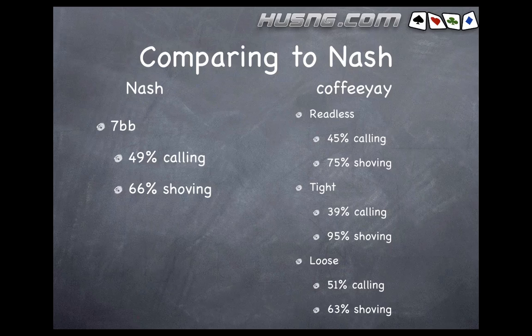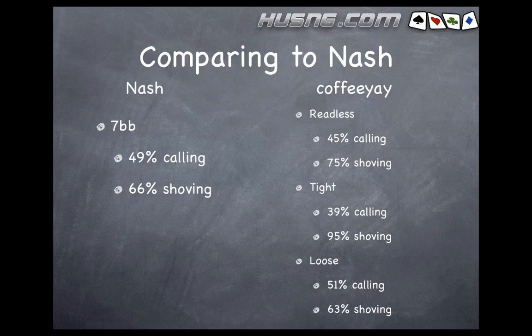And then lastly, we also computed it for when we had a loose read. For 51% calling, that was the loose read we came up with. That was our mean for the loose population. And we found that we should be shoving 63% of hands. So for the tight range, when we compare that to Nash, we find that, again, villains are calling significantly tighter than Nash, 10% tighter. And so we get to be shoving a ton more hands.